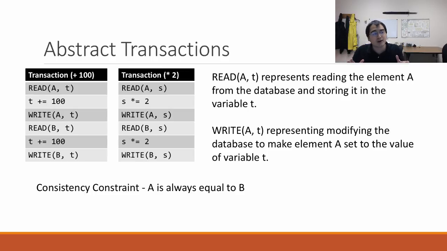Sure are. So if the transaction on the left occurs first, and then the transaction on the right occurs next, after those two transactions, A will still be equal to B. If you reorder them, A will still be equal to B. And I can show that to you.